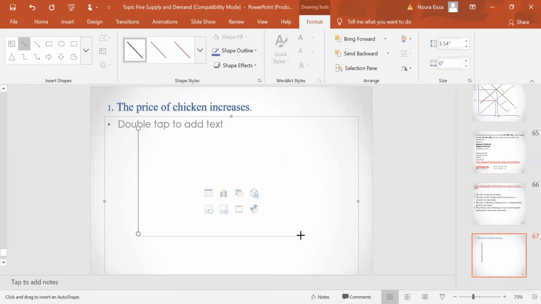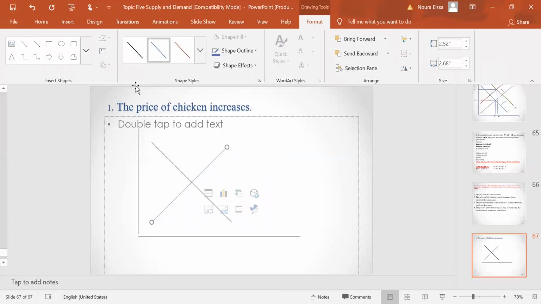This is demand. This is supply. And I need to show my equilibrium quantity.